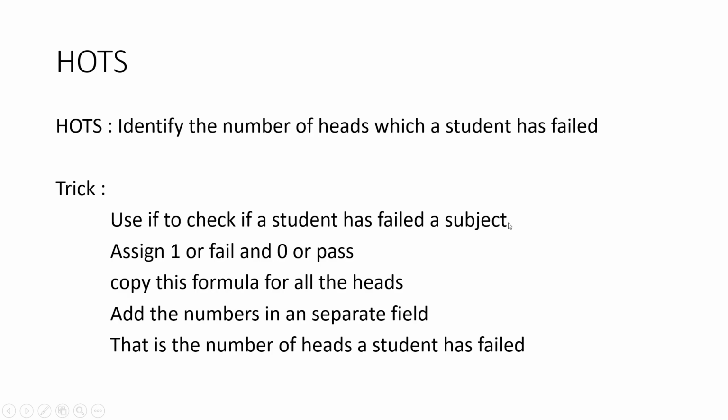Use the if command to check if a student has passed or failed a subject. In the response, instead of fail or pass, assign 1 for fail and assign 0 for pass. Copy this formula for all the heads. So if the student has failed a subject, it will give a score of 1. If the student has passed the subject, the score will be 0. After you copy this formula 6 times for all the 6 subjects, add the results. Because they are numbers, any subject the student has failed will give you a response of 1. So if you add them together, you'll get the net number of subjects that the student has failed. So this is HOTS.